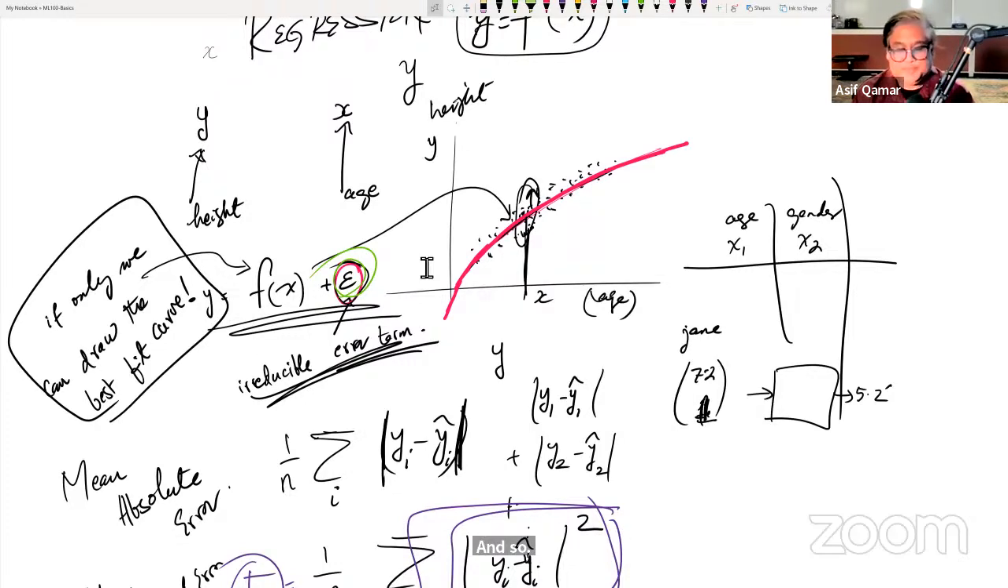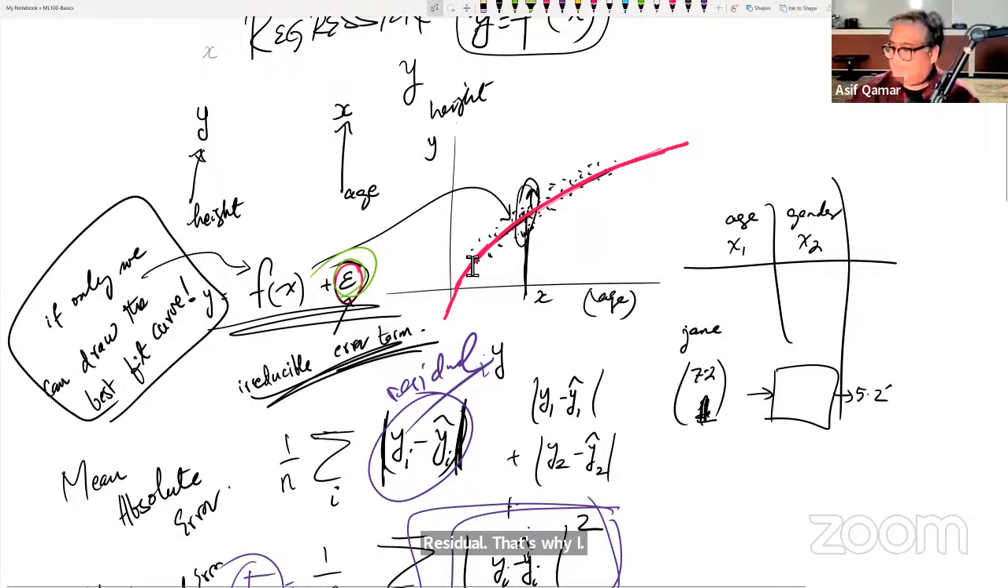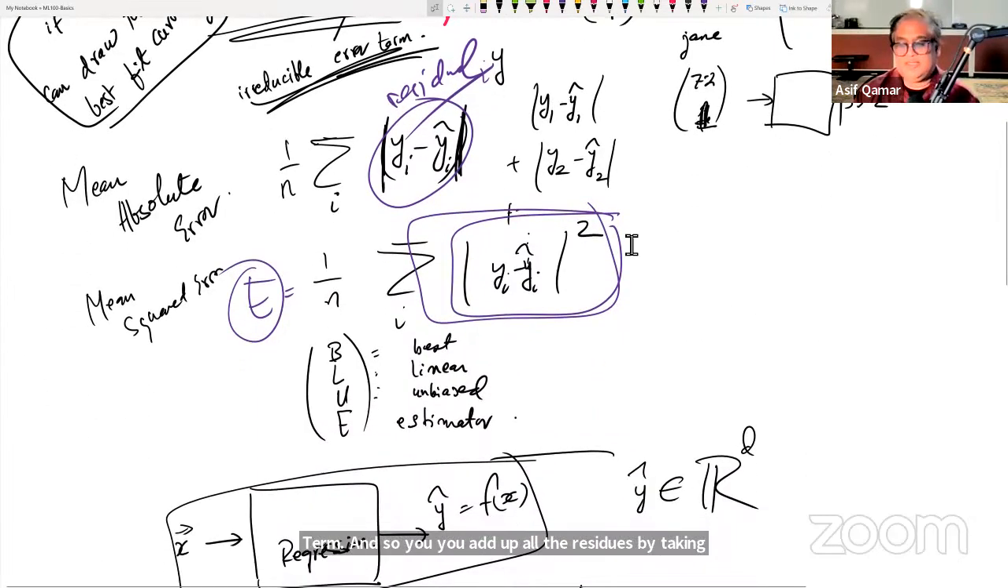We capture errors in multiple ways. It's a departure between Y and Y hat, which is also called the residual. This is the residual for the ith term. And so you add up all the residuals by taking the absolute value. You get the mean absolute error, taking the average of those. Or you can take the square.